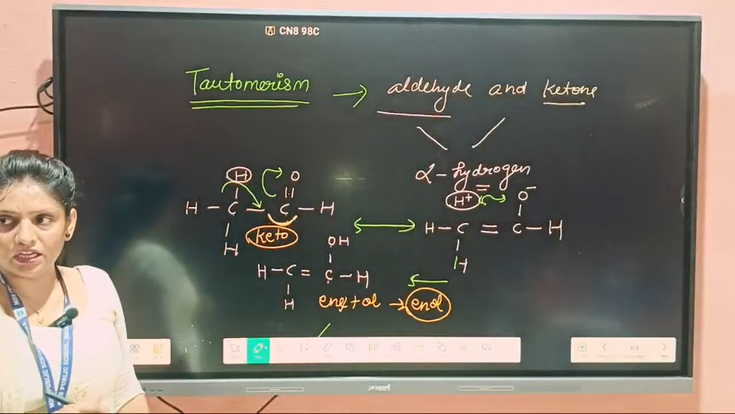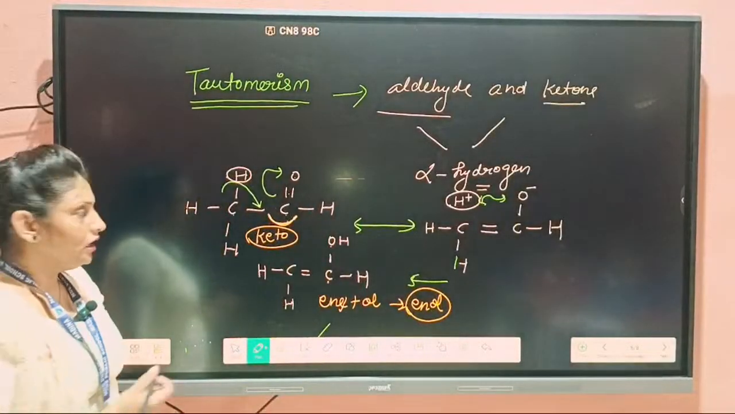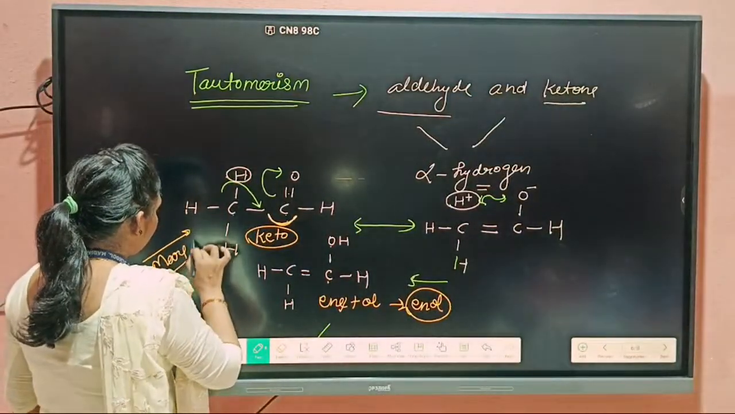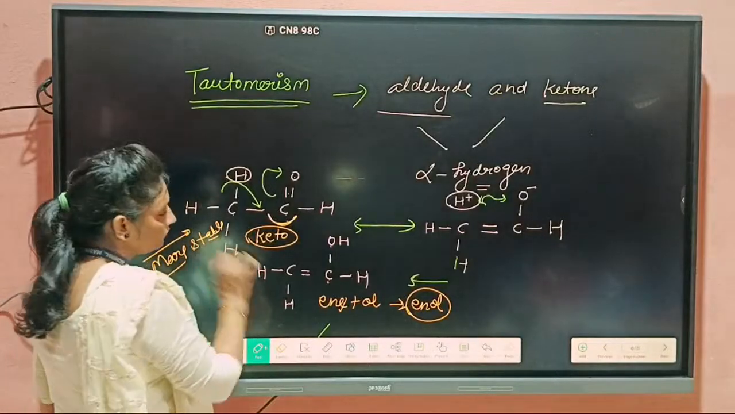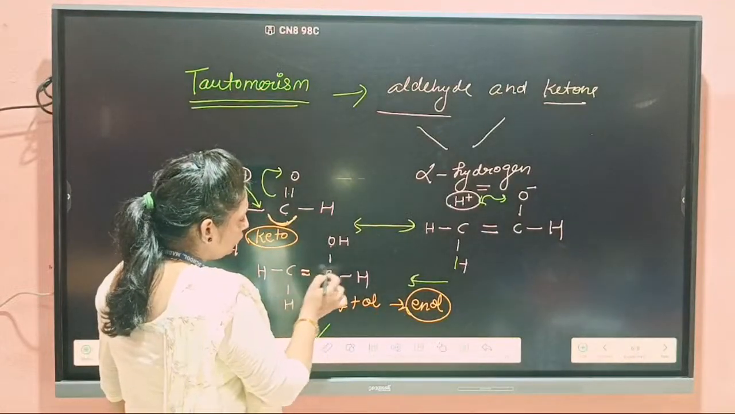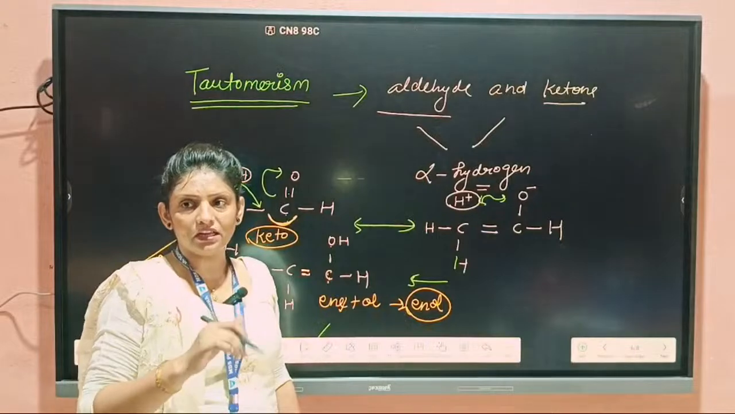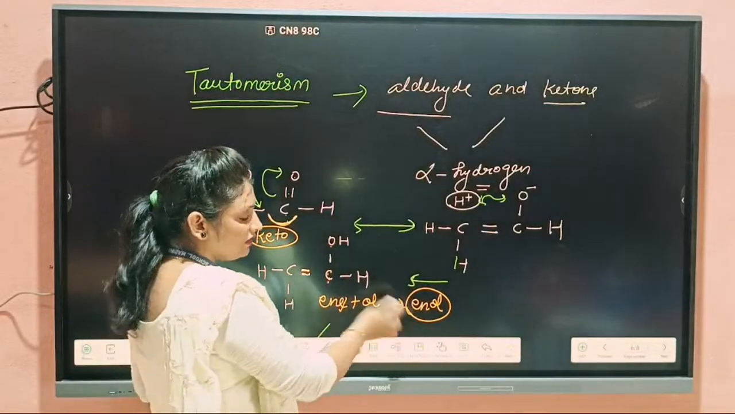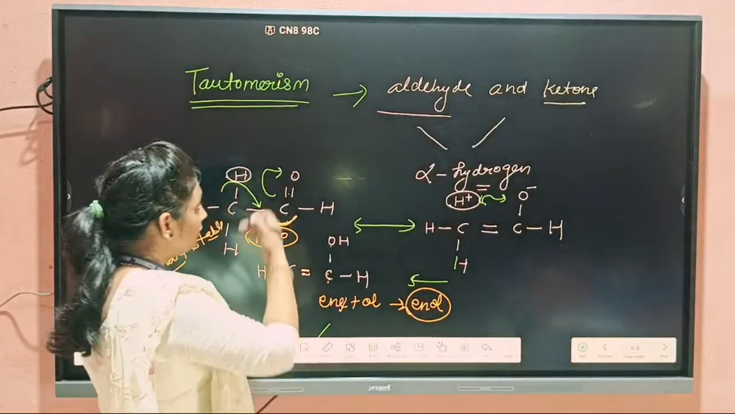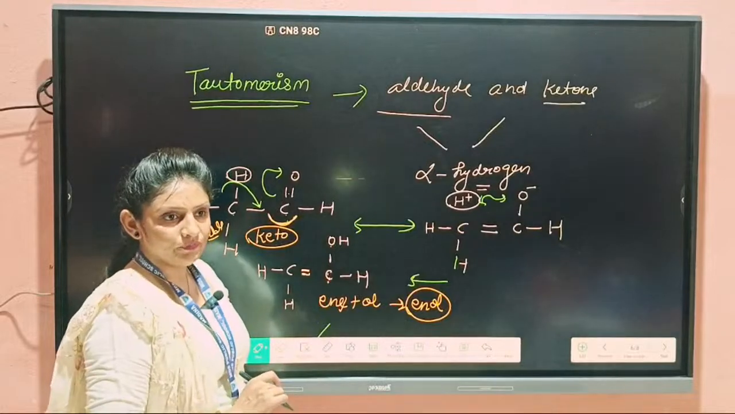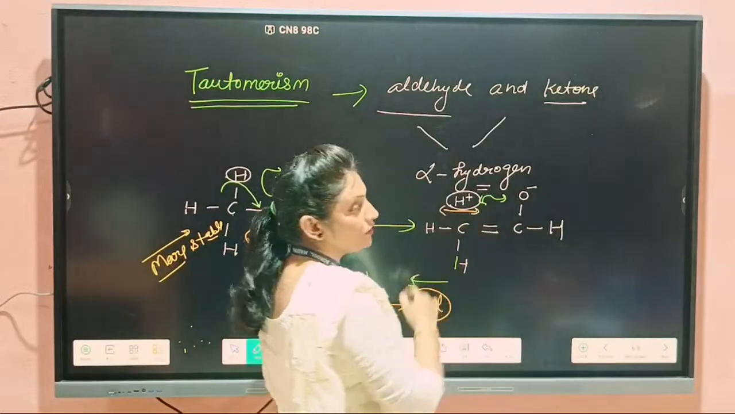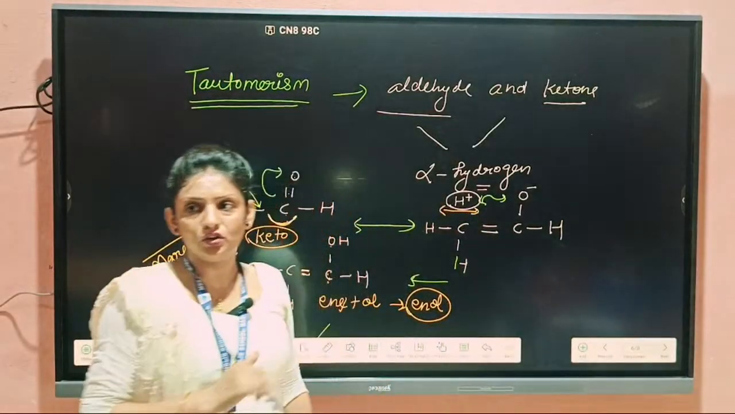Clear or not? Here, which one is more stable? The keto form is more stable, because in the enol form both the double bond and the alcoholic group are present at the same carbon, which makes it unstable compared to this one. Clear or not? So this is known as keto-enol tautomerism. Here hydride shifting or methyl shifting takes place. Is it clear to you or not?